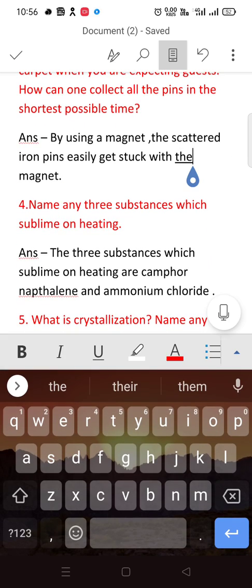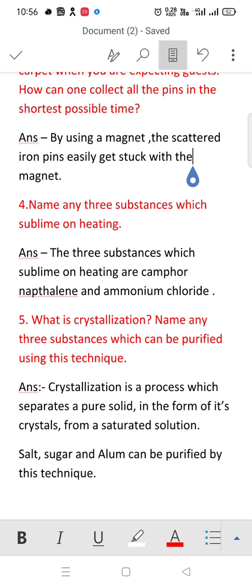Name any three substances which sublime on heating. The answer is the three substances which sublime on heating are camphor, naphthalene, and ammonium chloride. Question number 5. What is crystallization? Name any three substances which can be purified using this technique.